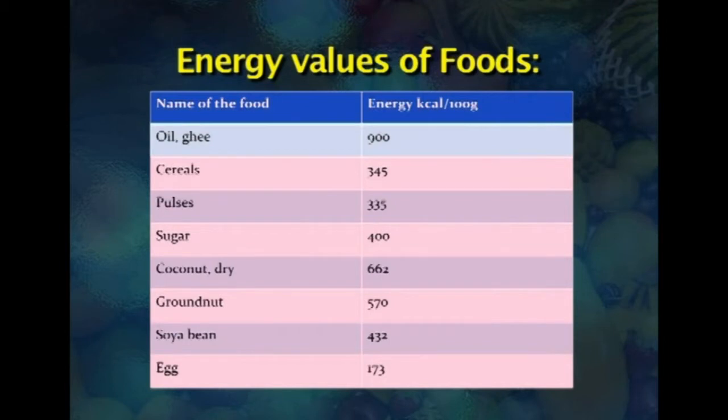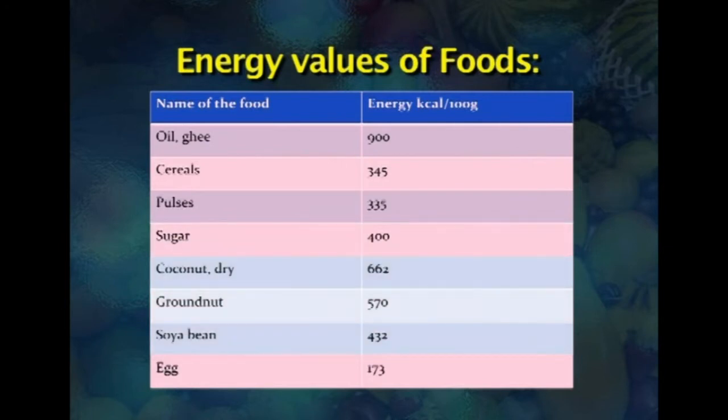They give us 900 calories per 100 grams of edible portion. Cereals and pulses put together give anywhere in the range of 325 to 350 calories per 100 grams. Sugar is pure carbohydrate. It will give you 400 calories per 100 grams.